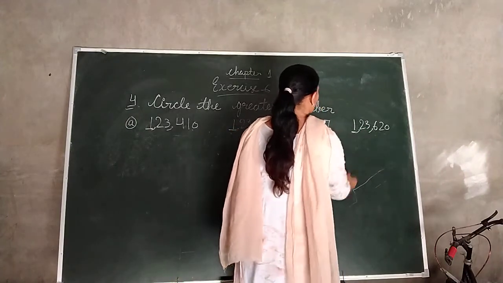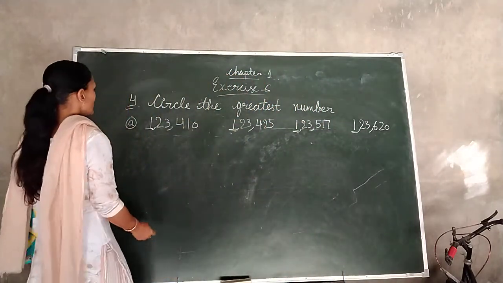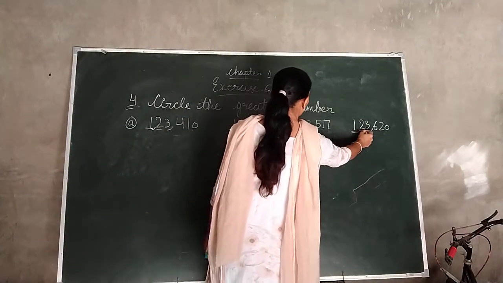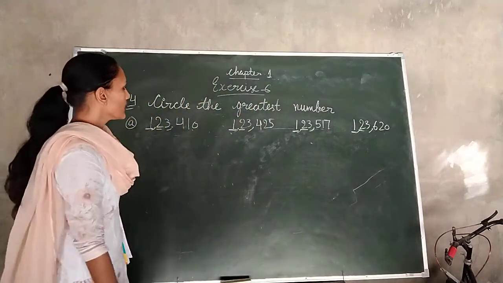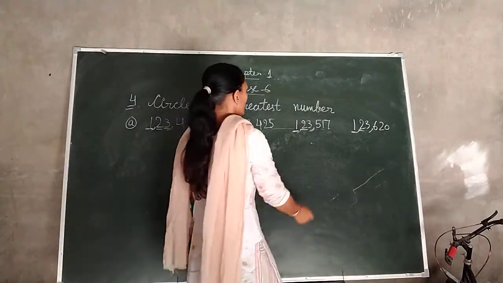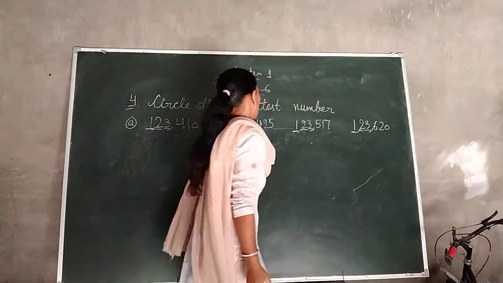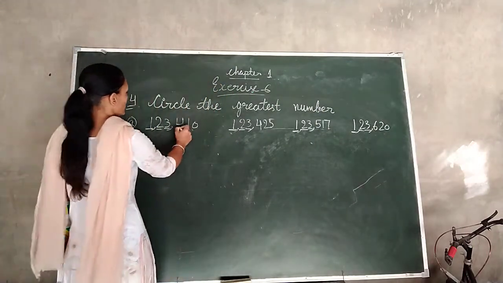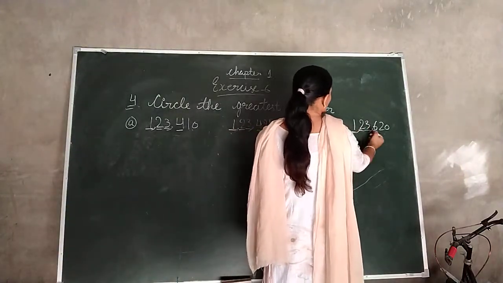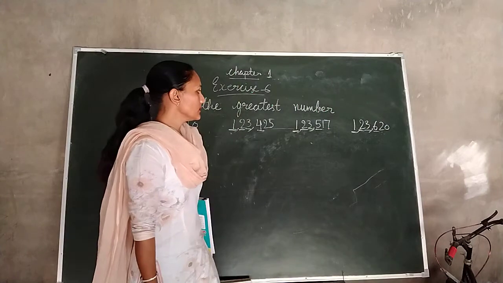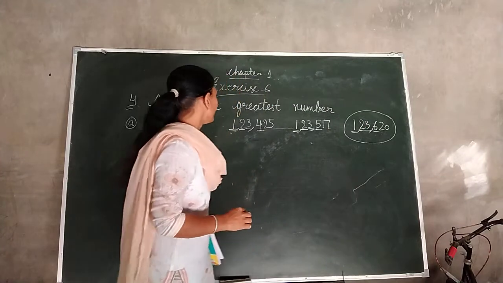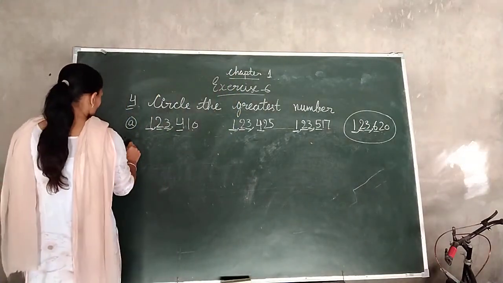1, 1, 1, 1. All are same. So we will compare the digits in 10,000 place. 2, 2, 2, 2. All are same. Next we will compare the digits in 1000 place. 3, 3, 3, 3. Next we will compare the digits in 100 place. 4, 4, 5, 6. Which digit is greatest? 6. So what it means, this is the greatest number. Next B part.